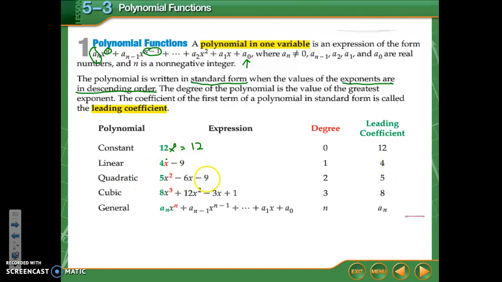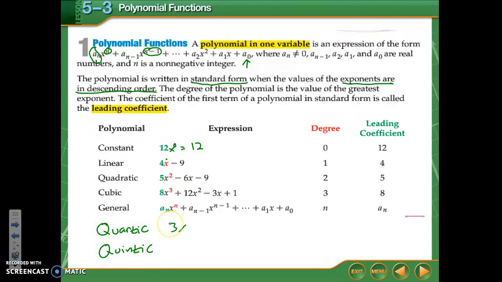Quadratic functions we also talked about in chapter 4. Those are x squared. So here my degree is 2 and my leading coefficient is 5. Notice again, the exponents are in descending order, x squared, x to the first, x to the 0. So this is in standard form. Cubic is a polynomial with the biggest exponent of 3. So in this case, the degree is 3 and the leading coefficient is 8. And that pattern continues. We call polynomials of 4th degree quartic, and we call polynomials of 5th degree quintic.